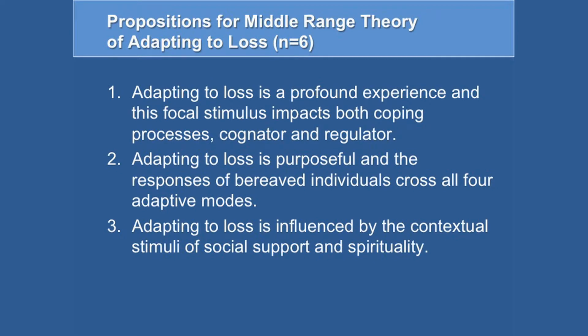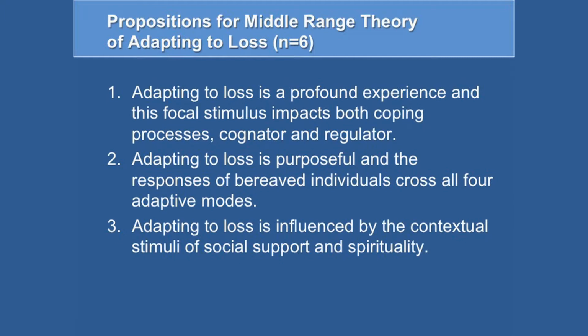We can now go over the 6 propositions derived from the middle range theory schema. Here we have the propositions for middle range theory of adapting to loss, and there are 6 of them. Adapting to loss is a profound experience, and the focal stimulus impacts both coping processes, that is, the cognator and the regulator. Adapting to loss is purposeful, and the responses of bereaved individuals cross all 4 adaptive modes.